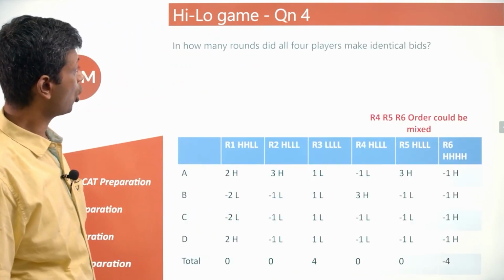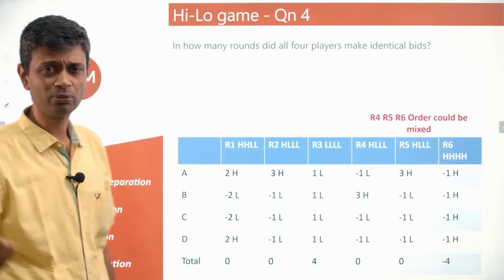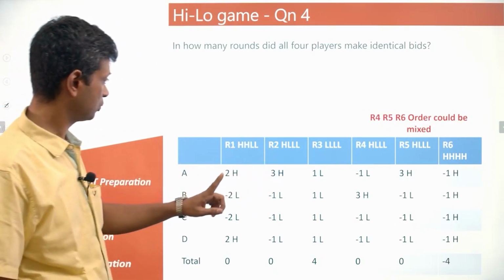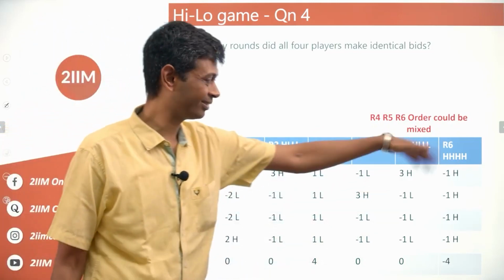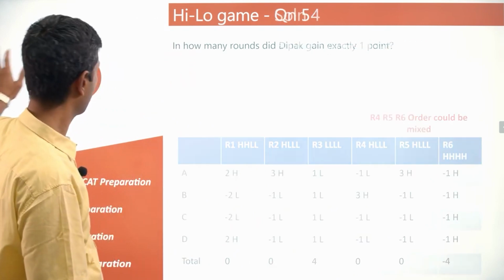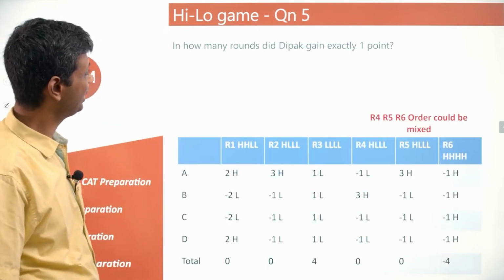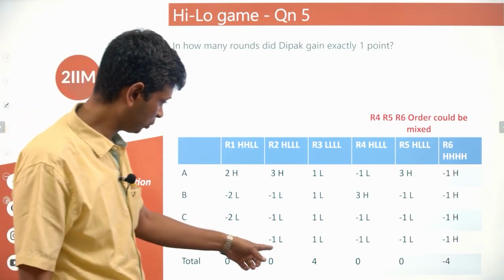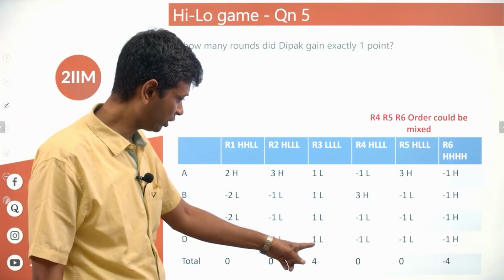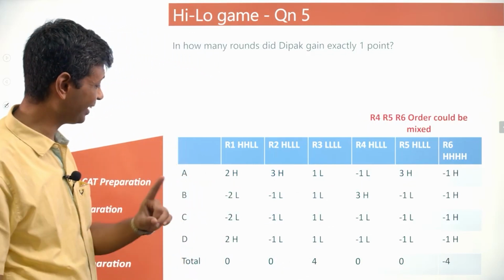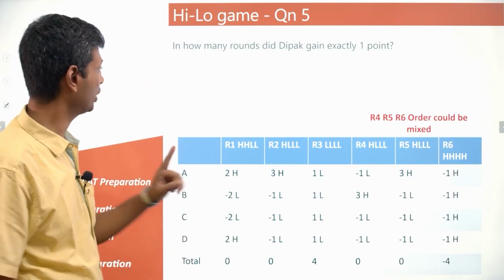In how many rounds did all 4 players make identical bids? 4 highs and 4 lows. 4 lows here, 4 highs in one of the 3 rounds, 2 instances, 2. In how many rounds did Deepak gain exactly 1 point? Deepak gains 2 here, loses 1 here, exactly 1 point here, and then minus 1, minus 1, minus 1 there. So he gains exactly 1 point in only 1 instance.